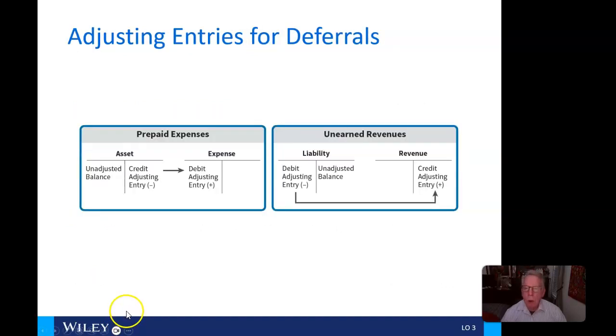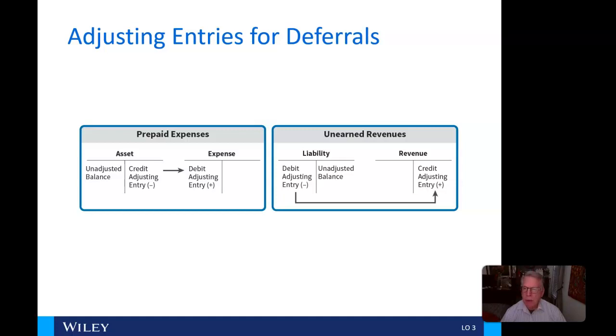Okay, so there's a couple of things I want you to know about adjusting entries. Adjusting entries never involve cash. Never involve cash, right? So you won't see a debit or a credit to cash when doing an adjusting entry. And there's always at least one balance sheet account and one income statement account.